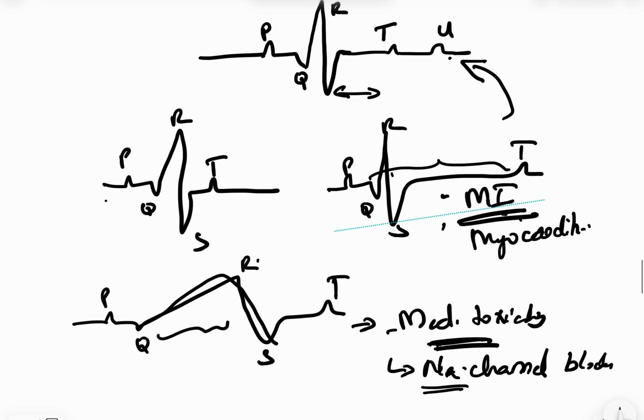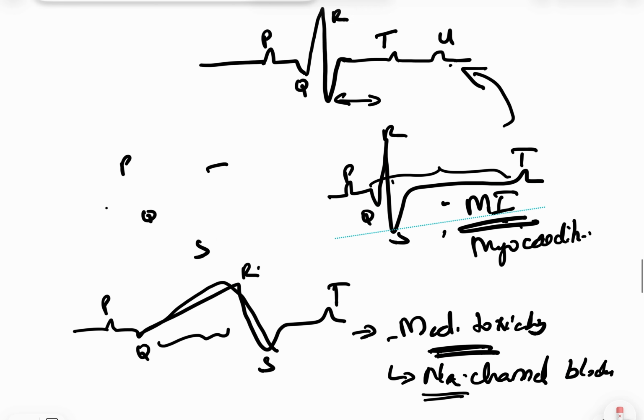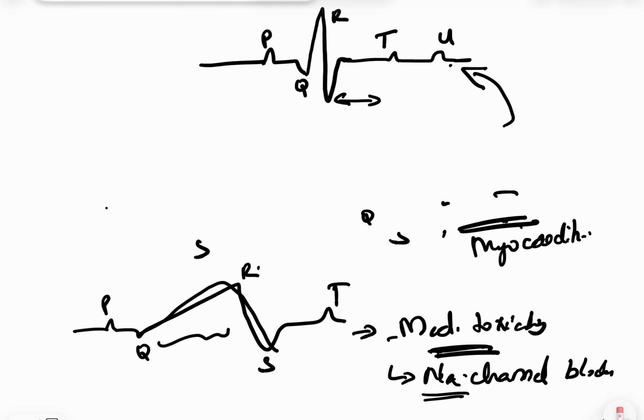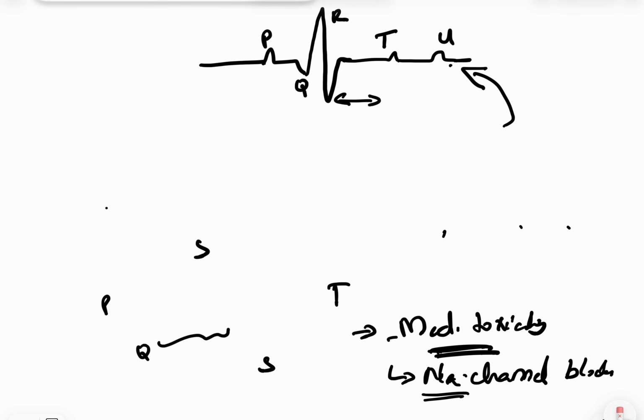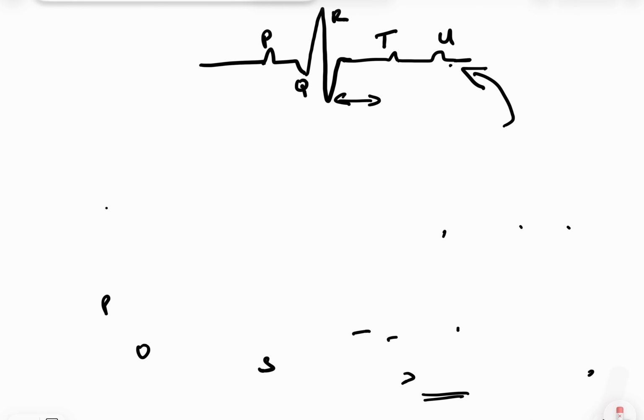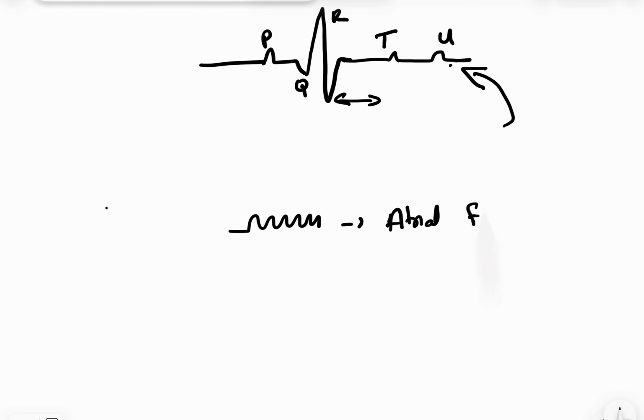Okay, and then we studied about the prominent U wave. In some ECGs, the patient might have a prominent U wave, and this prominent U wave is due to the hypokalemia of the patient. And if the patient has a sawtooth ECG, that is atrial flutter.